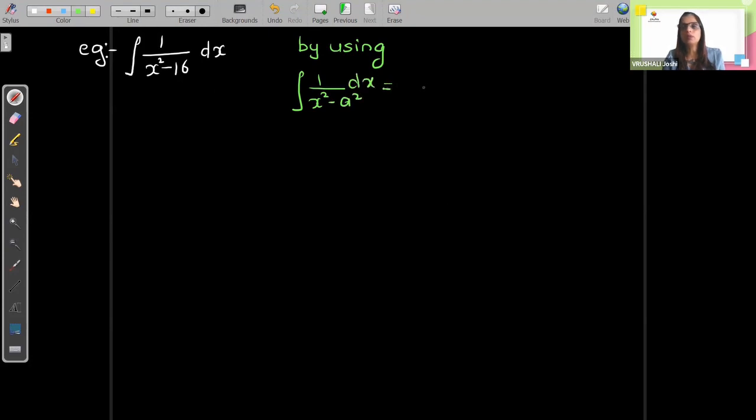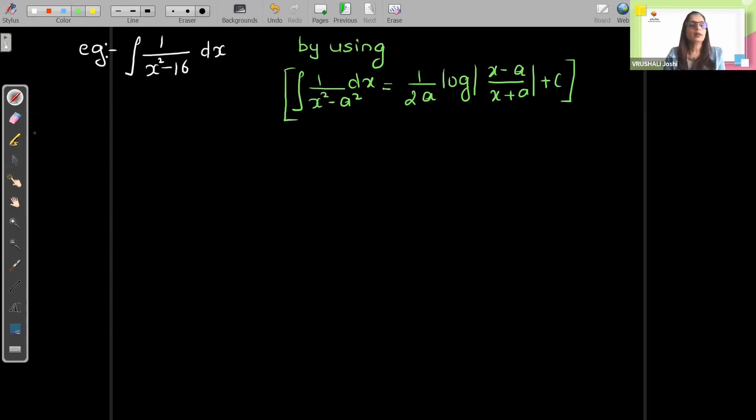So this is going to be what? This will be 1 by 2a log of modulus x minus a by x plus a modulus plus c. पैटर्न क्या है? अगर ये x माइनस है तो ऊपर न्यूमरेटर में x माइनस ए आता है. दैट इज द पैटर्न यू हैव टू रिमेंबर. 1/2a है तो सारे फॉर्मूलाज को चेक कर लेना. ठीक है, नाउ लेट्स सॉल्व दिस.